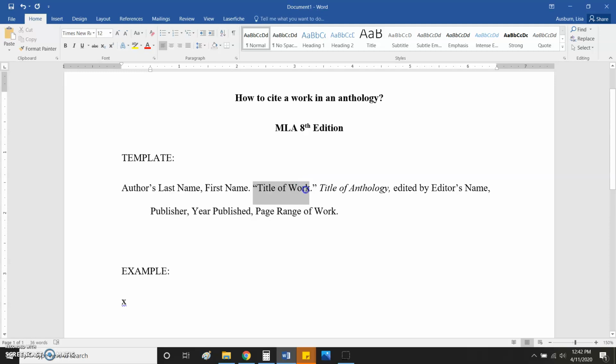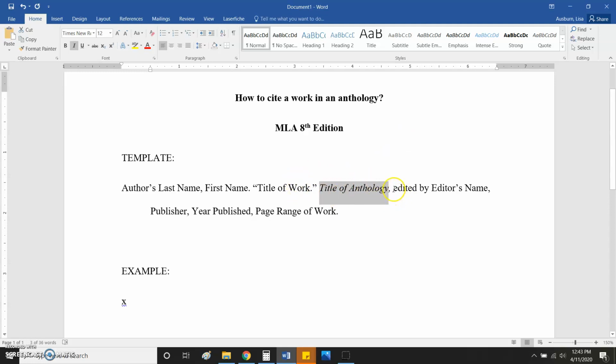Then housed in quotation marks is the title of the work that you're reading. So again, there might be 20 different essays in a book, but which essay did you read? That's the title of the work, of the essay, the text, the poem, whatever it is, that goes in quotation marks here. Then you want to put in italics the title of the anthology. The anthology, remember, is the whole entire collection of all of those texts. It's the container that holds the work or the one thing that you read. And that goes here following the title of the work.